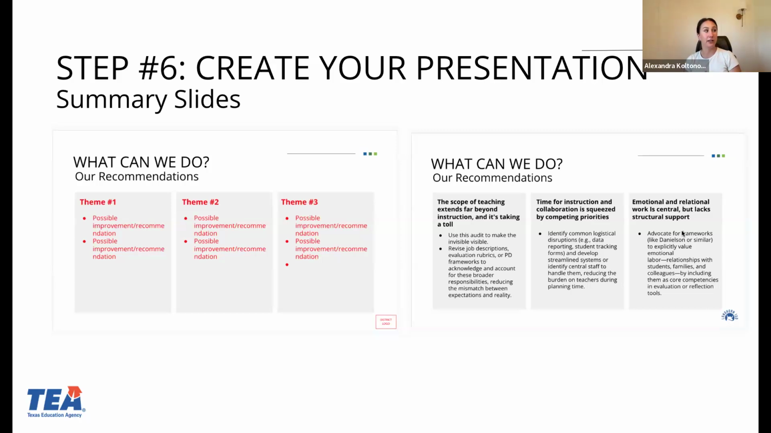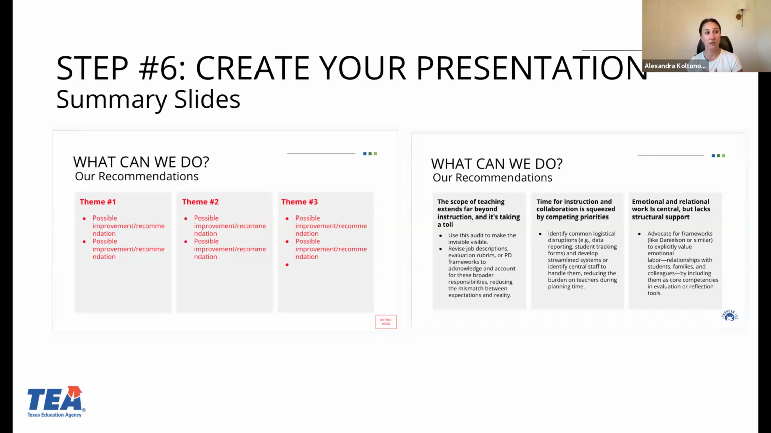And then the last summary slide is what can we do? So your recommendations. I think you don't have to organize it this way, but we organized it by theme, and we thought about, based on each theme, what recommendation could we make? If this doesn't help, like you don't think this way, that's completely fine. Just come up with a list of recommendations. But basically for each of the themes, we said these were different recommendations that could be taken.